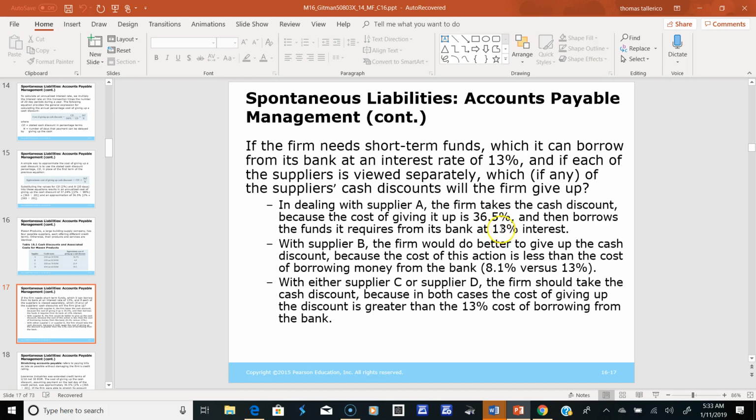So with supplier B, the firm would do better to give up the cash discount because the cost of this action is less than the cost of borrowing money from the bank. So you're better off giving up the cash discount. So you go through each of these scenarios.